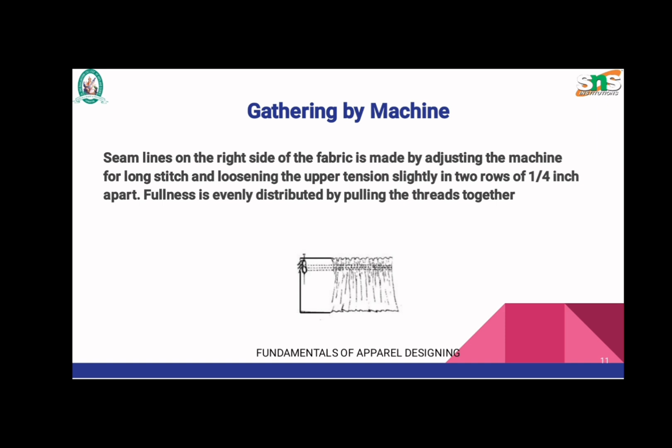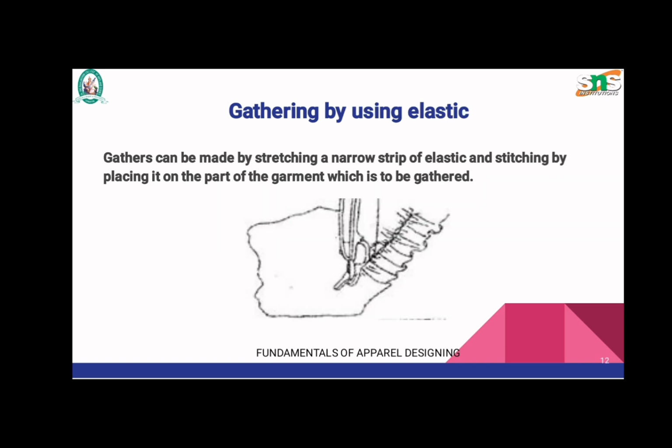Next, gathering by elastics. Gathers can be made by stretching a narrow strip of elastic and stitching it on the part of a garment which is to be gathered. In the given images, using the elastic we can create gathering over the garments.